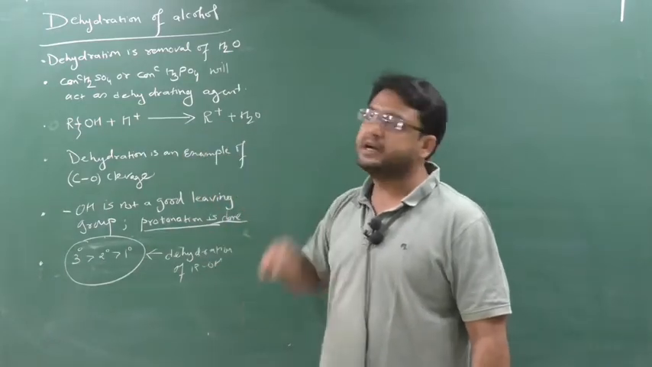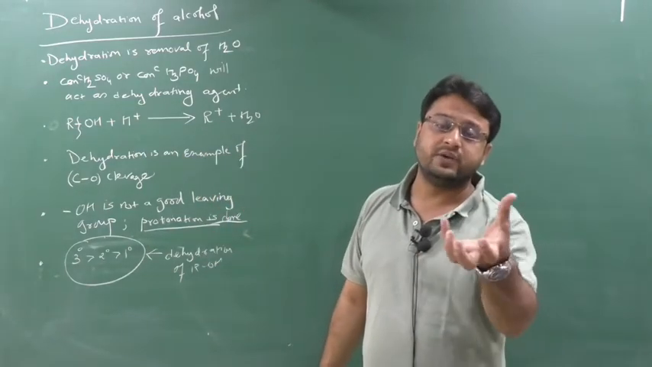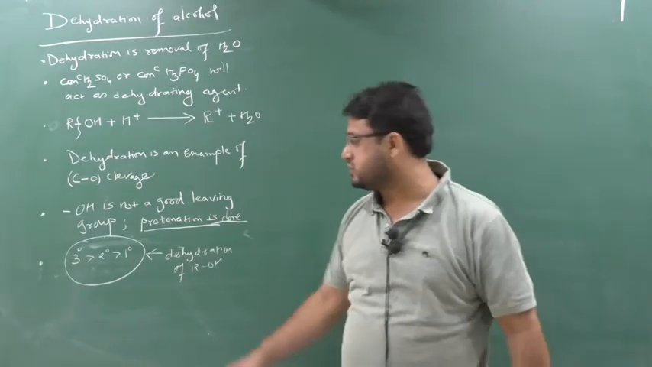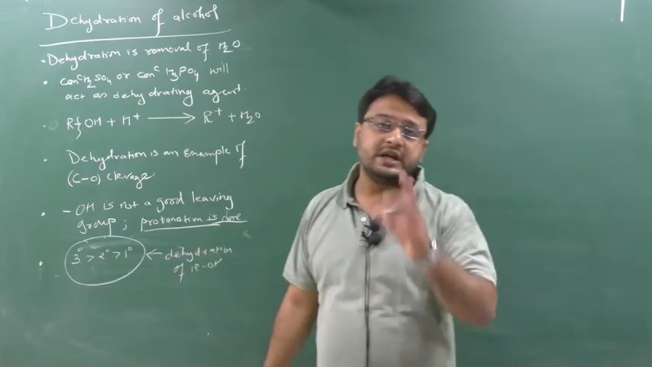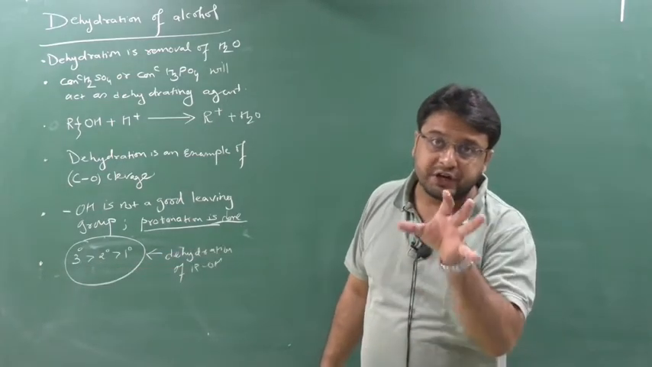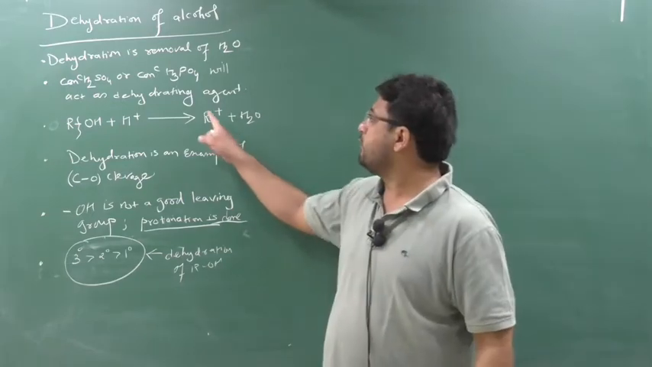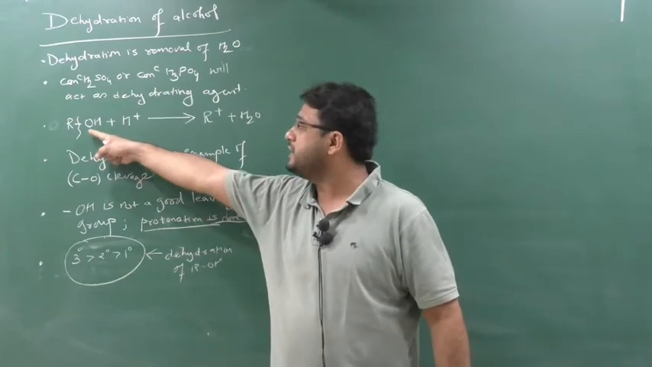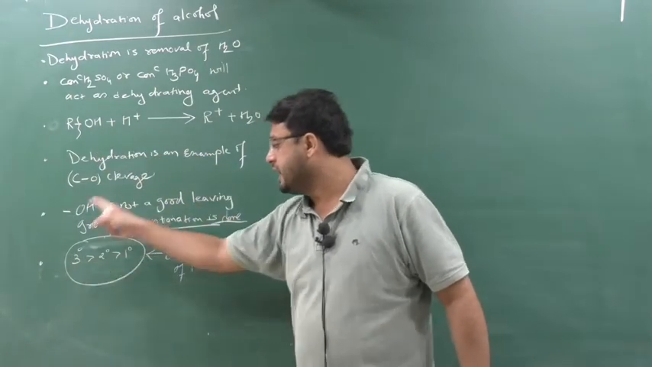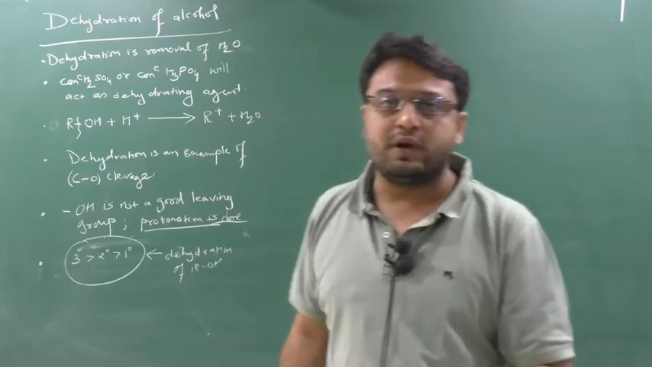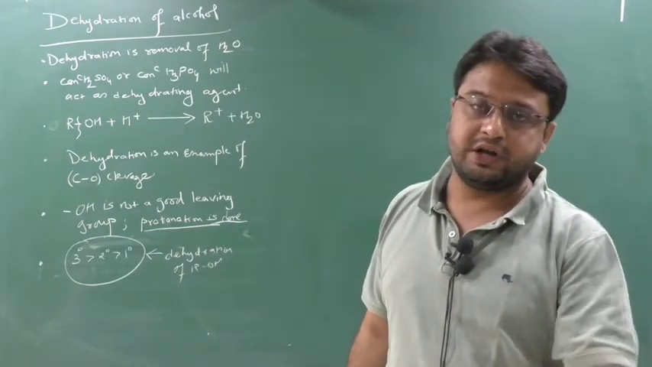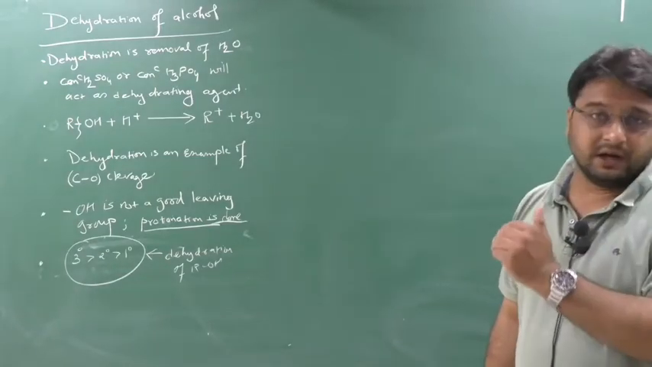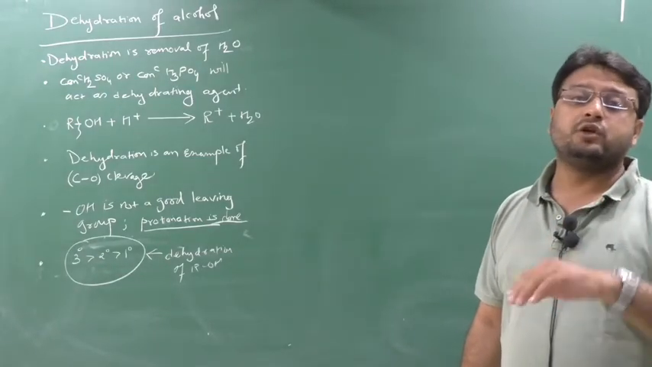If R plus is a 3 degree carbocation, it is very easily formed. Why is it easily formed? Because 3 degree carbocation is more stable. So when the formation of 3 degree carbocation is very easy, that indicates that dehydration will be easily seen in 3 degree rather than 1 degree. Means 1 degree will also undergo dehydration, 2 degree will also, 3 degree will also. But 1 degree will go with difficulty, whereas 3 degree alcohol will go very easily.